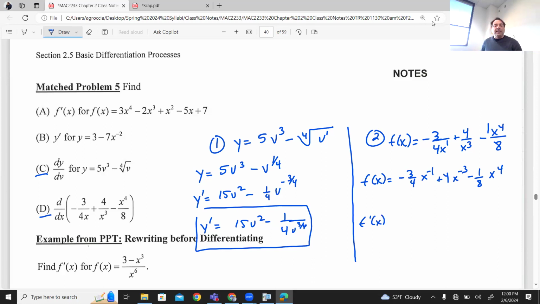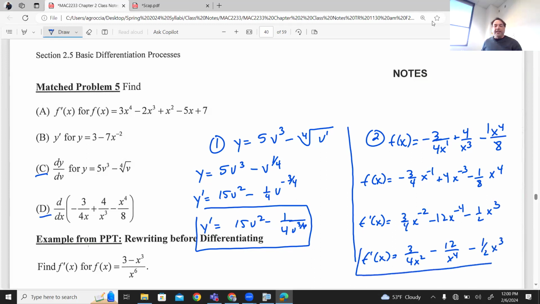then take the derivative. This is going to be 3/4 x to the negative 2 minus 12x to the negative 4 minus 1/2 x to the third. And then your final answer would be 3/4 x squared, moving to the bottom, minus 12 over x to the 4 minus 1/2 x to the third.